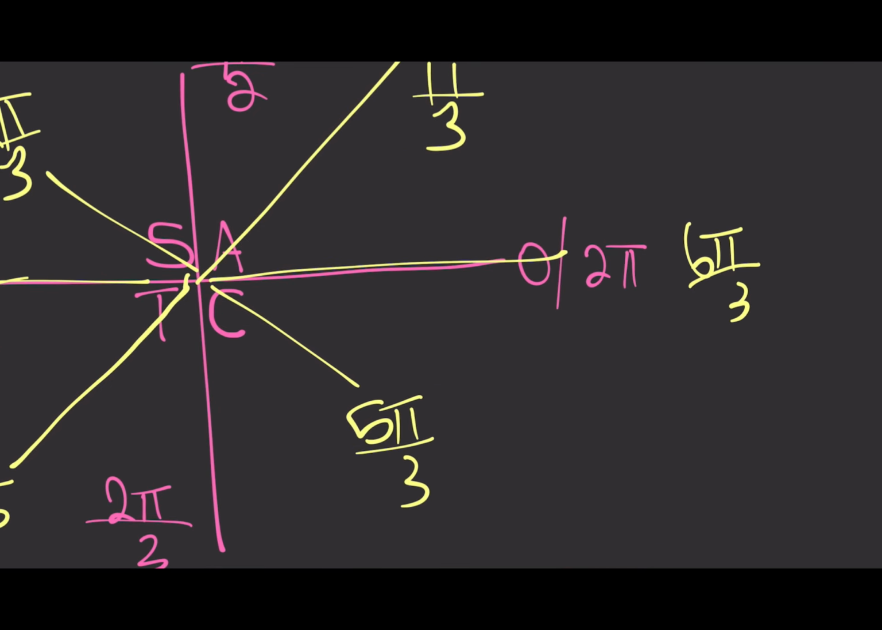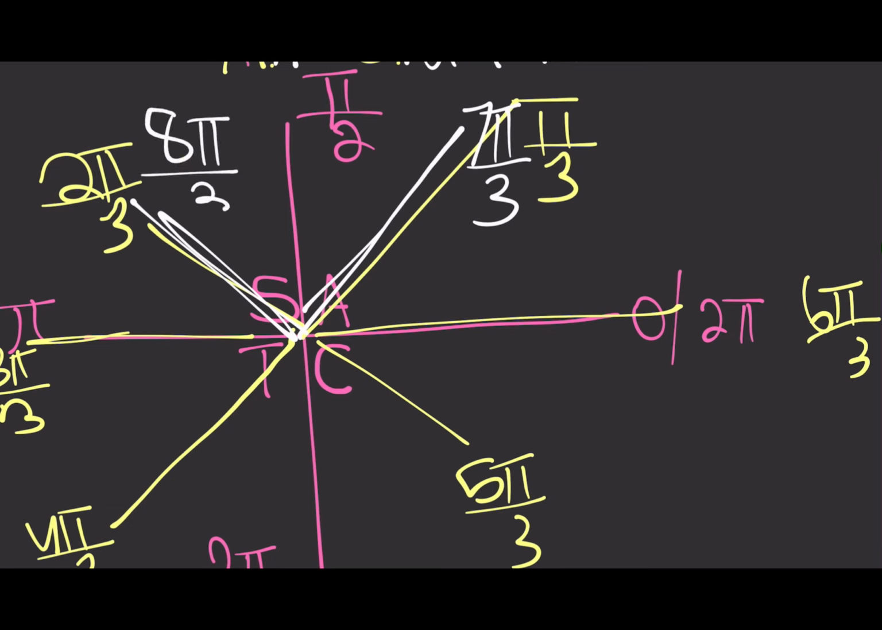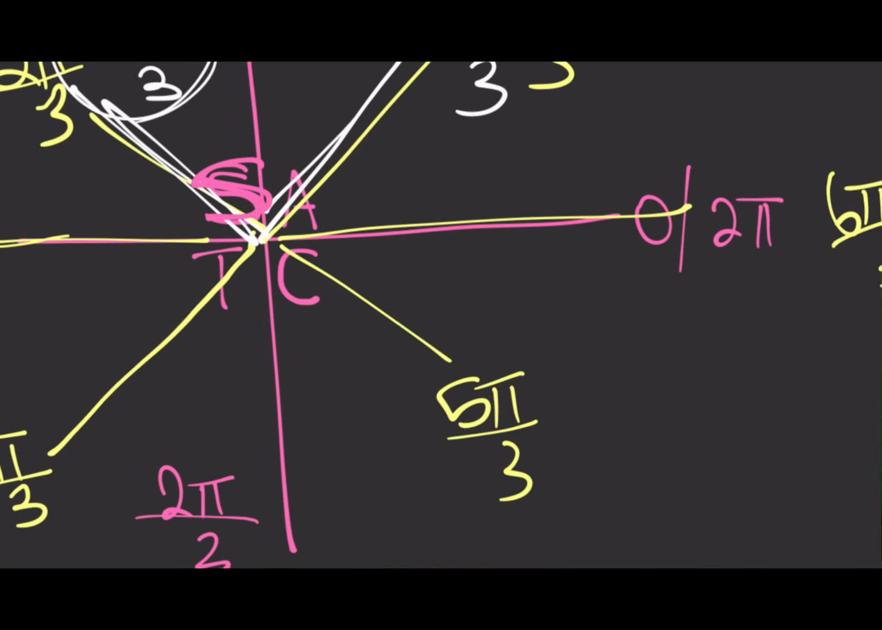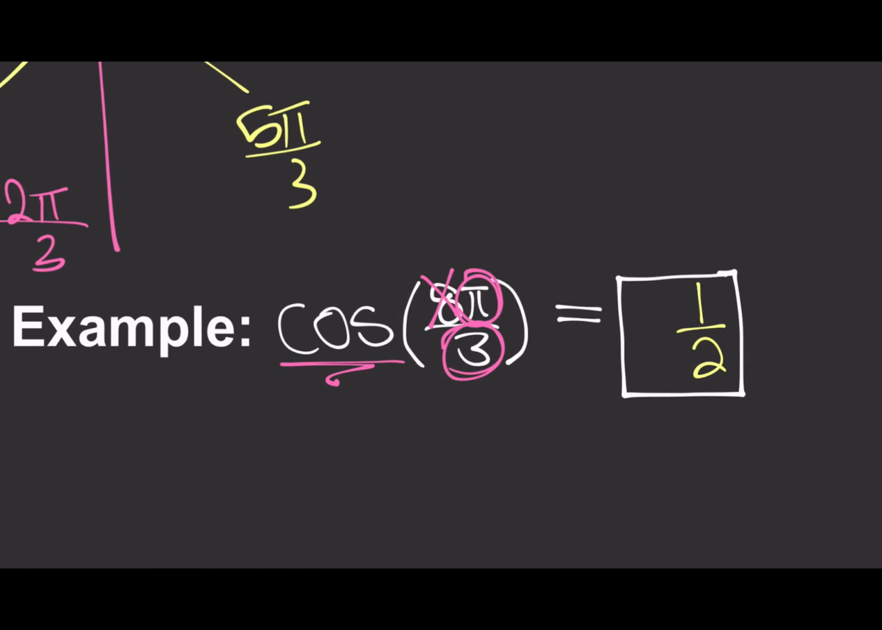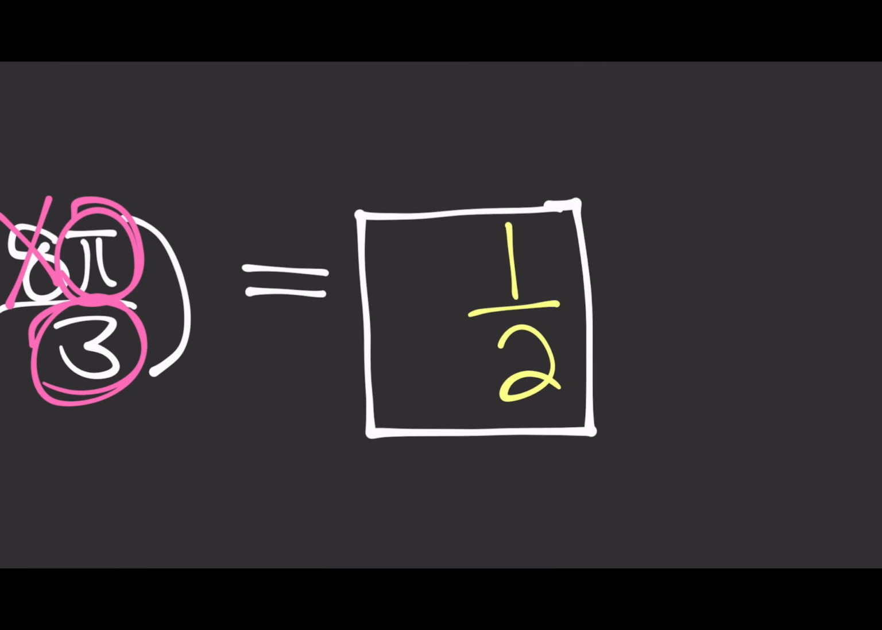So I guess we have to go and rotate a little bit more. After 6 pi over 3, this would be 7 pi over 3. And look over here, right over here, 8 pi over 3. So we know 8 pi over 3 is in the second quadrant. And in the second quadrant, all students take calc, we know that only sine will be positive, but we're looking for the cosine of 8 pi over 3, meaning this answer will be negative.